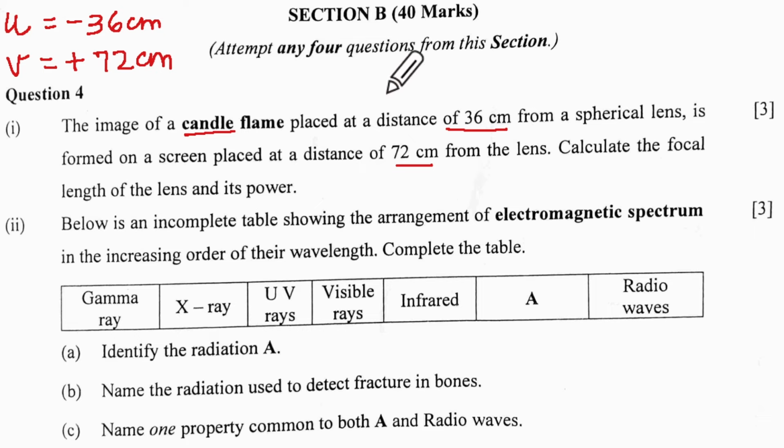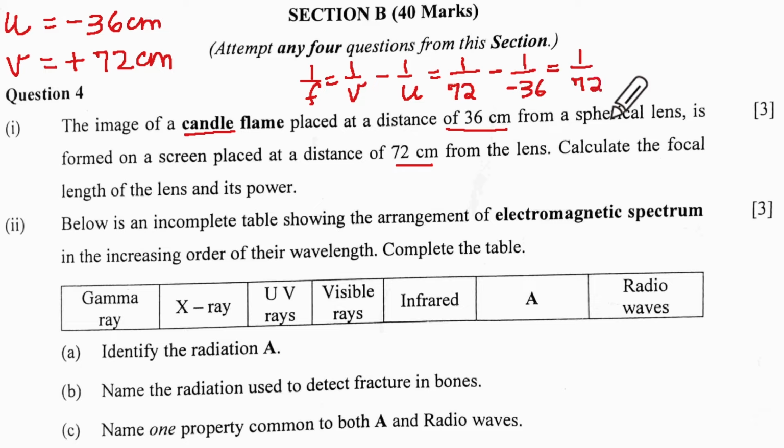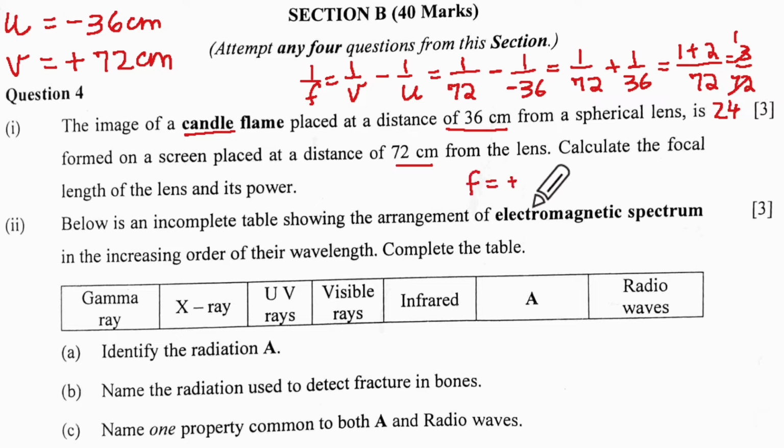So we are going to use the formula 1 upon F is equal to 1 upon V minus 1 upon U. Okay, so that will give us 1 upon V means 1 upon 72 minus 1 upon minus 36. That will give us 1 upon 72 plus 1 upon 36. The LCM being 72, we will have 1 here and 2. So that will give us 3 upon 72, which is 1 upon 24. So you will have focal length equal to plus 24 centimeter, since it is a spherical lens and it is going to be convex lens.